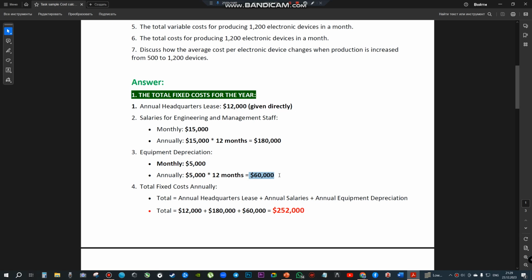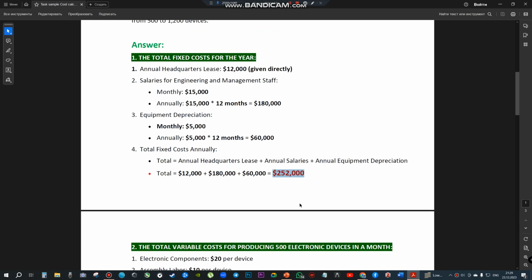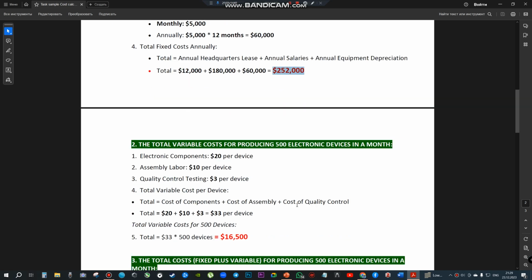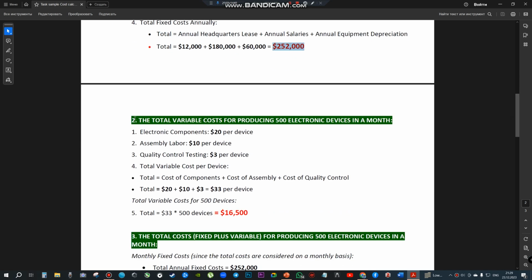So don't forget to bring your calculators. Pretty easy. Everything we have to do is just to sum up all of these results. $12,000 plus $180,000 plus $60,000, and in the result we have $252,000. That's your answer. This task is completed. Question number 2, you have to calculate the total variable cost for producing 500 electronic devices a month.